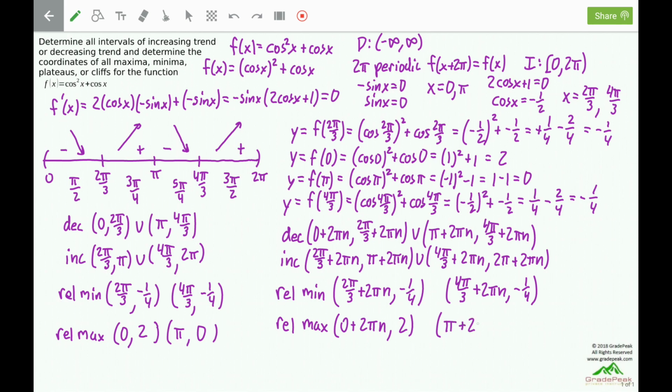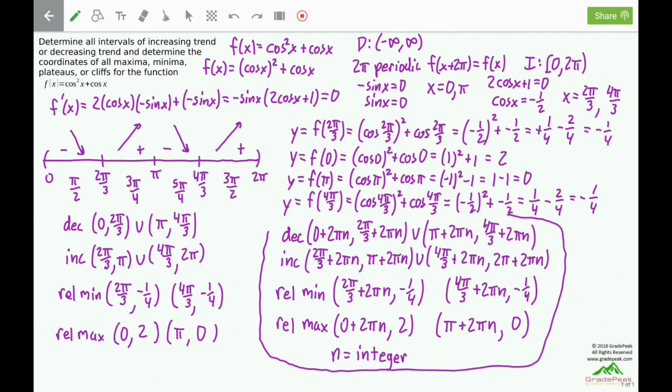and pi plus 2 pi n, comma, 0. We don't add 2 pi n to any of the y coordinates, where for all of this, n is equal to an integer. It can be a positive integer, it can be a negative integer, it can also be a 0, which would result in all the unit circle interval results. And this will give the entire results over the entire domain of negative infinity to positive infinity.